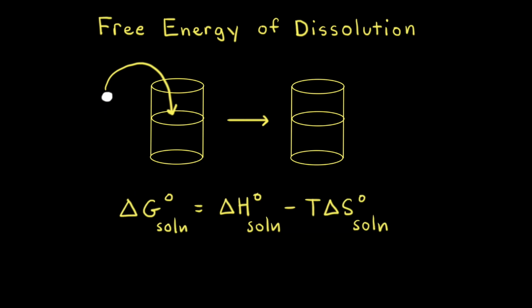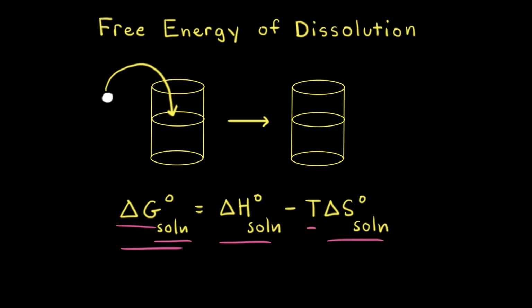Since we're talking about potentially making a solution, sometimes you see a subscript SOLN written next to delta G naught. So this would be delta G naught of solution. We could also call this the free energy of dissolution. We can calculate delta G naught of solution by taking the standard change in enthalpy of the solution, and from that subtracting the absolute temperature times the standard change in entropy of the solution.